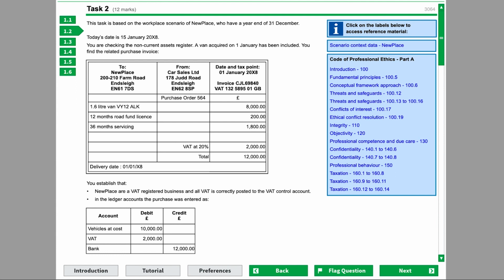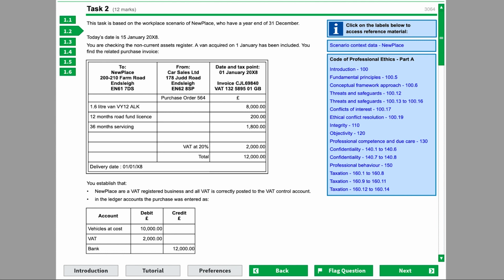This task is based on the workplace scenario of New Place, who have a year end of the 31st of December. Today's date is the 15th of January 2019, and we'll go with 18. You are checking the non-current asset register. A van acquired on the 1st of January has been included. You find the related purchase invoice. And here we have the related purchase invoice.